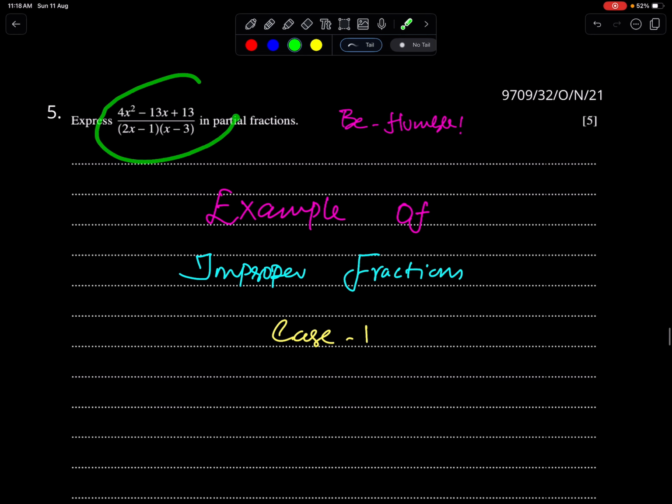This is an example question of improper fractions of case 1. This question is from November 21, paper 3-2. An important advice: we should be humble.